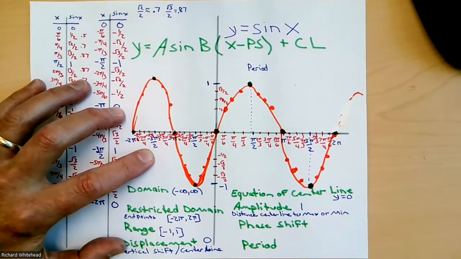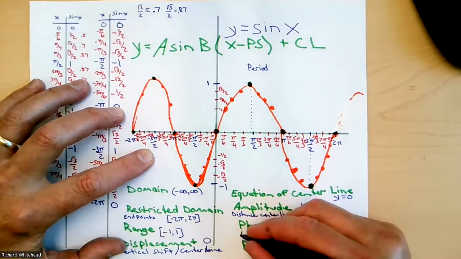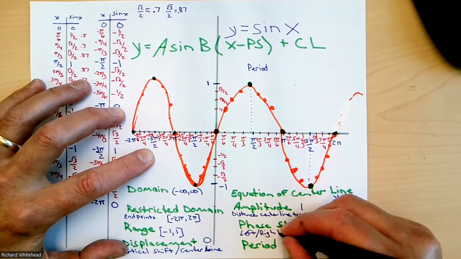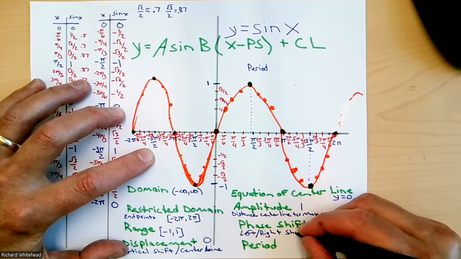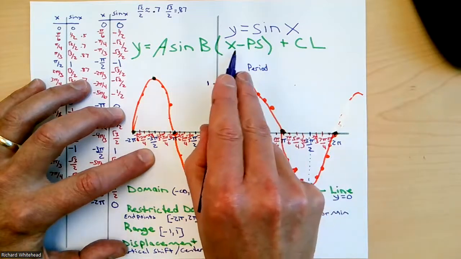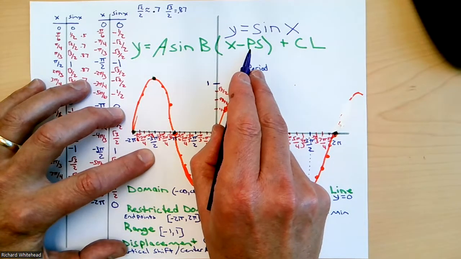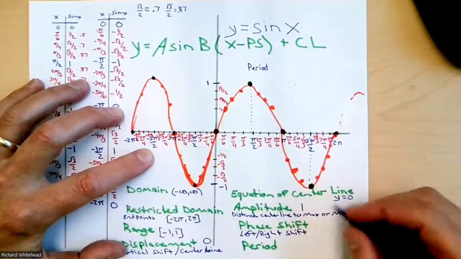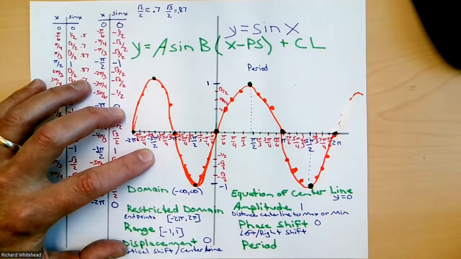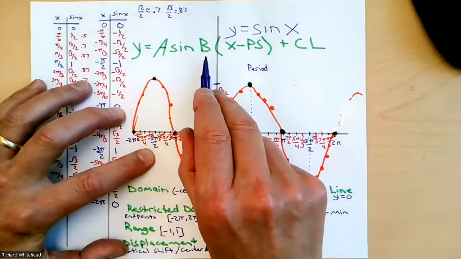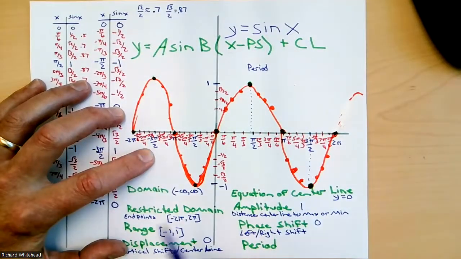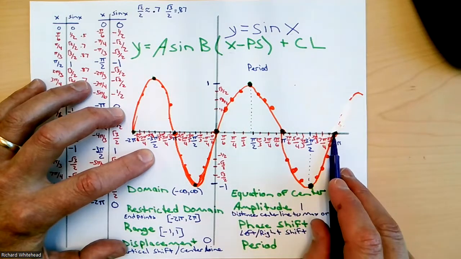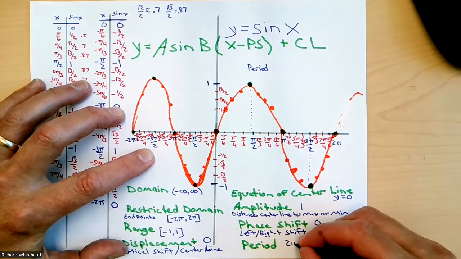So there's your amplitude. Phase shift, that's going to be our left-right shift. Are we shifting from the left to the right? So the phase shift is your left-right shift. That comes from this PS right here. We don't have a phase shift yet. We're just dealing with plain old x. So far we have a 0 phase shift. The period is going to be affected by b, but that's the last thing we're going to do. Right now the period, we did one lap around the circle, which was 0 to 2 pi. So the period right now is 2 pi.